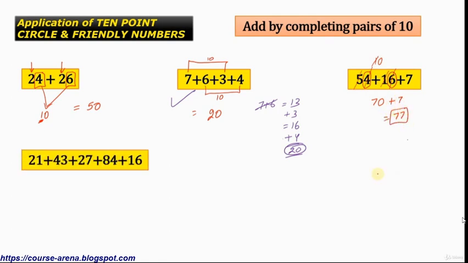Alright, let's take one more example. So we have 21 plus 43 plus 27 plus 84 plus 16. Now please observe that 4 and 6 will pair up to give us 10. 3 and 7 will pair up to give us 10 and this will be added to this one. So the unit place will be 21. This is the units place.